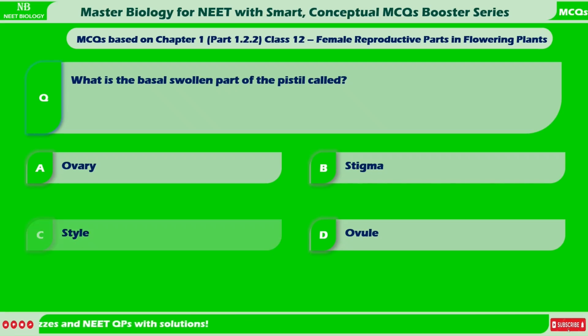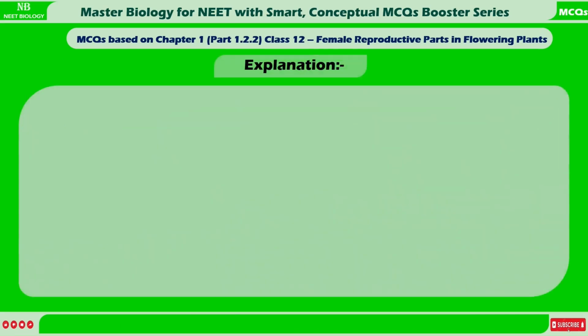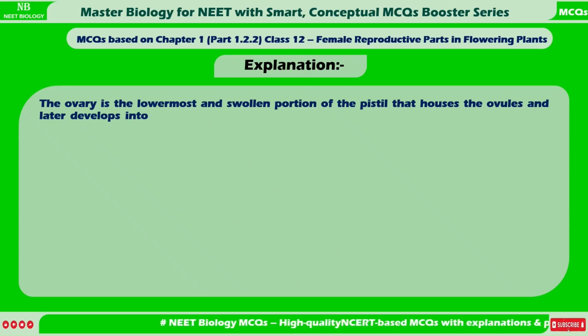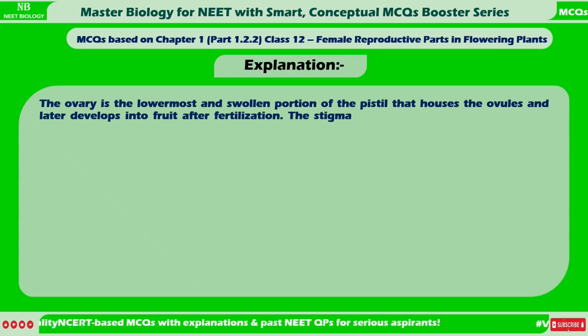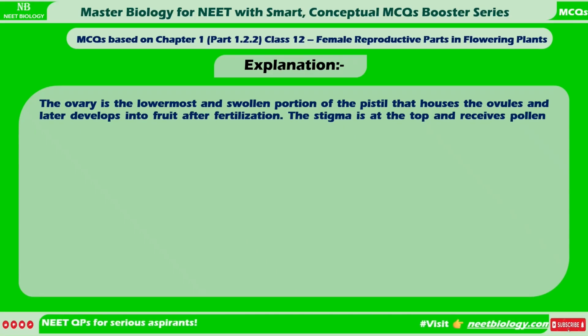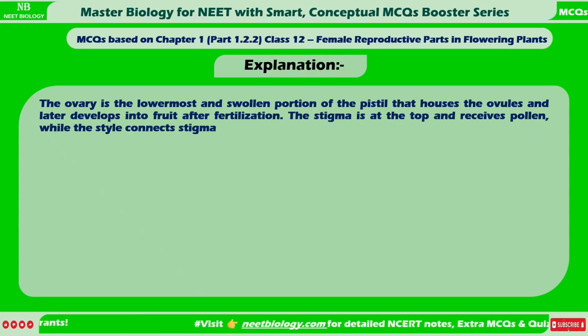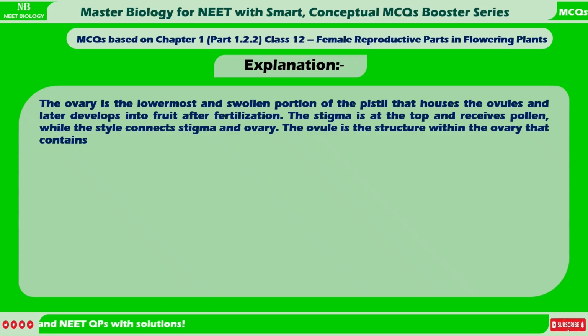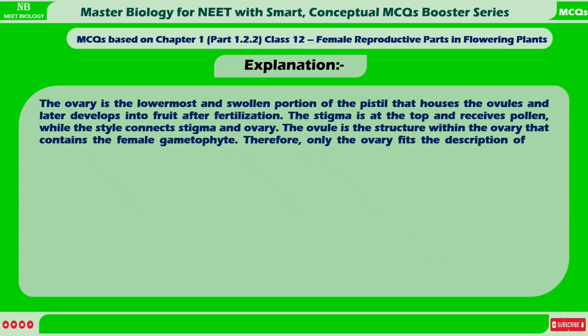Correct answer is A. Ovary. Explanation: the ovary is the lowermost and swollen portion of the pistil that houses the ovules and later develops into fruit after fertilization. The stigma is at the top and receives pollen, while the style connects stigma and ovary. The ovule is the structure within the ovary that contains the female gametophyte. Therefore, only the ovary fits the description of the basal, swollen part of the pistil.